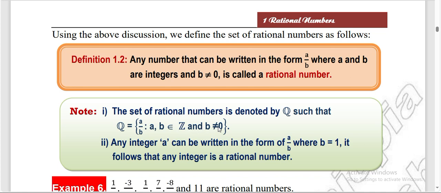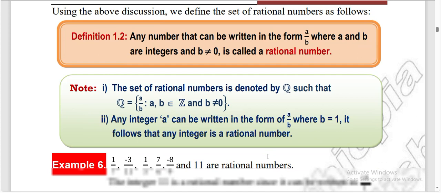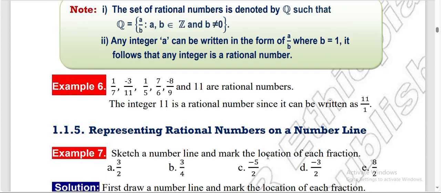It is a rational number, but b is always different from 0, which means that the denominator of the fraction is different from 0. If it is 0, it is undefined. Any integer a can be written in the form a over b, where b equals 1. It follows that any integer is a rational number. Any integers are rational numbers when b is 1, and the numerators are integer numbers, maybe positive, negative or 0.